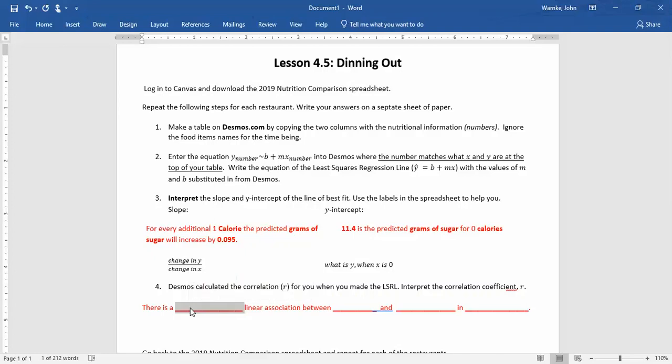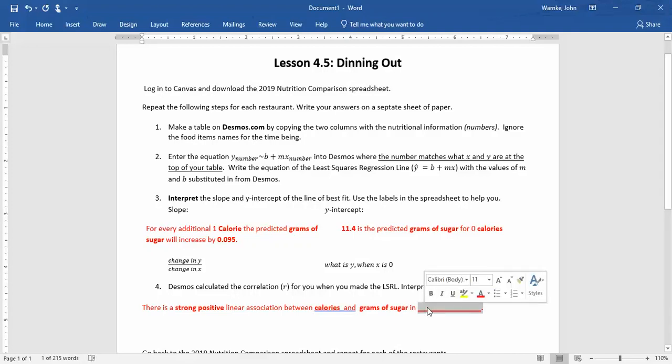There is a strong positive linear association between, and this is where our labels come in again. So we have an X and a Y. We're talking about calories and grams of sugar in, what are we looking at? Well, we're looking at Starbucks drinks. So that's what we type in. Starbucks drinks. There you go. That's how we interpret the slope, y-intercept, and correlation from Desmos.